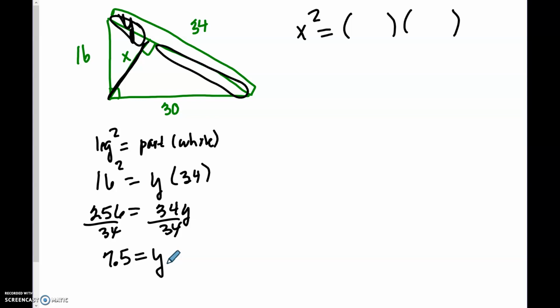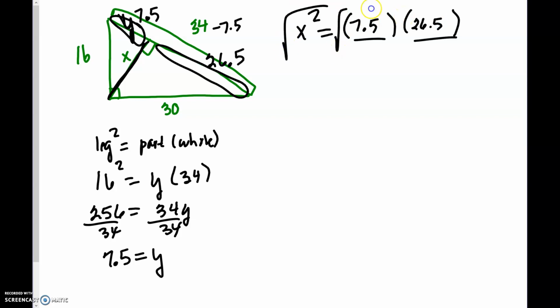All right, so now if I know that this y is 7.5, well, I can take 34 minus 7.5 and get this other side right here to be 26.5. Now I know these two blanks. So the first blank is 7.5 and the other side is 26.5. So I'm going to multiply those two things together and then take the square root. And so I get x to be about 14.1.